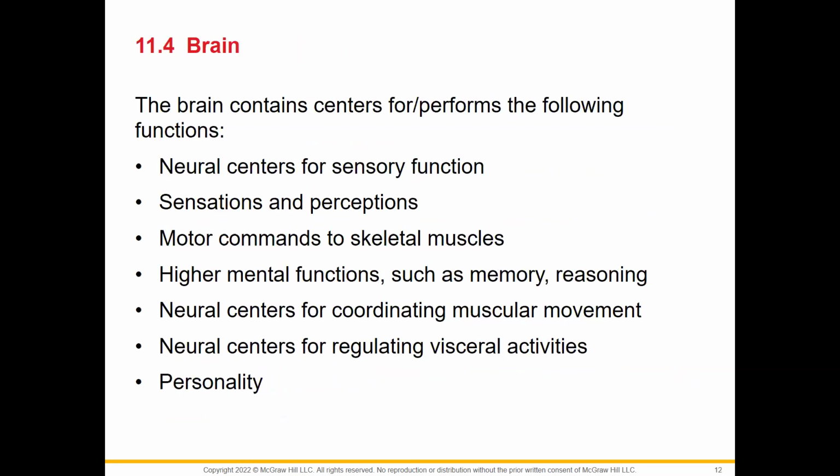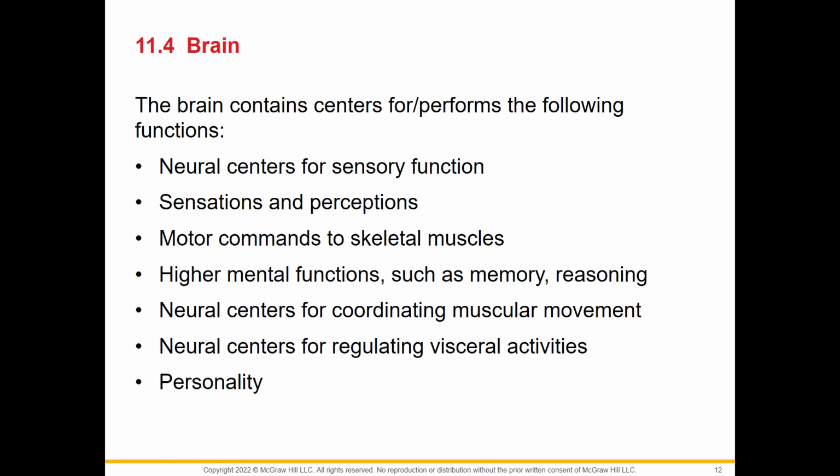So the brain. The brain contains centers for and performs the following functions. You have neurocenters for sensory function. So these are little pockets of location that allow the sensory structures of the body to actually perceive or interpret what those sensations mean. That is the sensations and perceptions piece. It has motor commands for your skeletal muscles. So it tells your skeletal muscles to move.